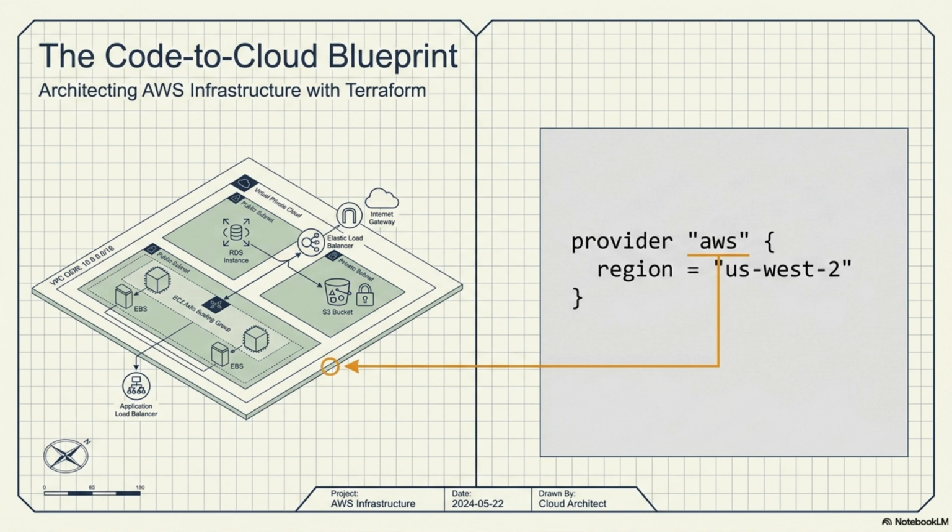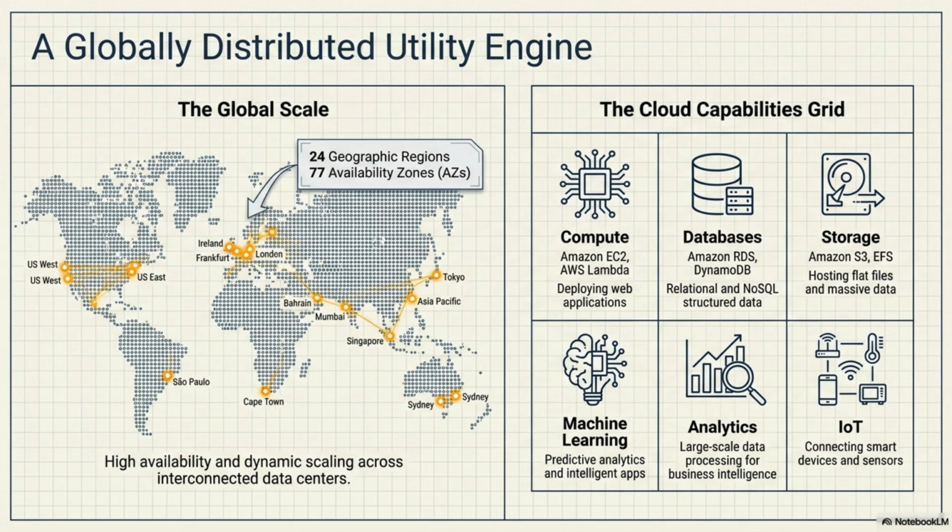In this video, I'm going to show you how to go from zero to a fully working AWS architecture using a simple blueprint mindset. Think of this like designing a building, but instead of bricks, you're using code, a globally distributed utility engine. Here's the thing.